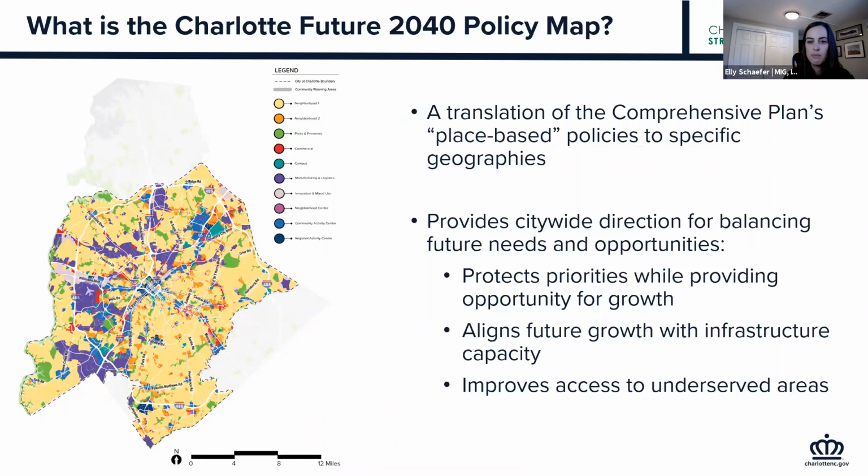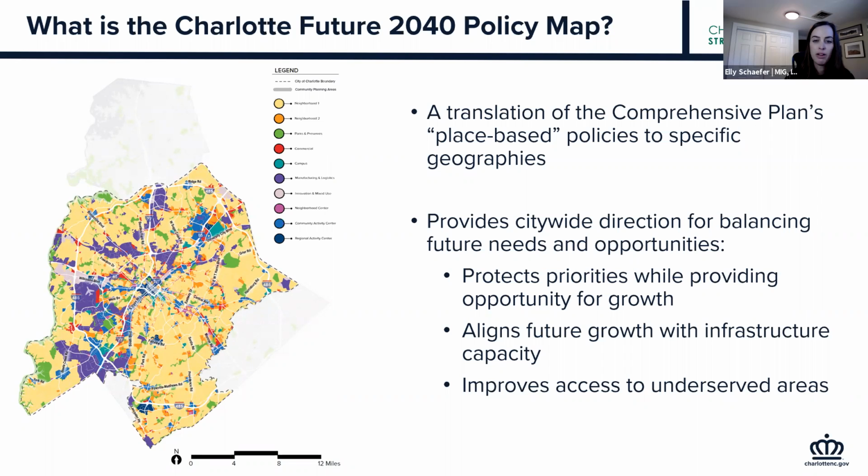So moving on to the 2040 policy map, this is a companion document to the comprehensive plan and will translate the plan's place-based policies to specific geographies in the community. So place-based policies are those in the plan that provide guidance for where and how development should occur. When adopted, the 2040 policy map will replace the city's current policy map, which is called the future land use map.